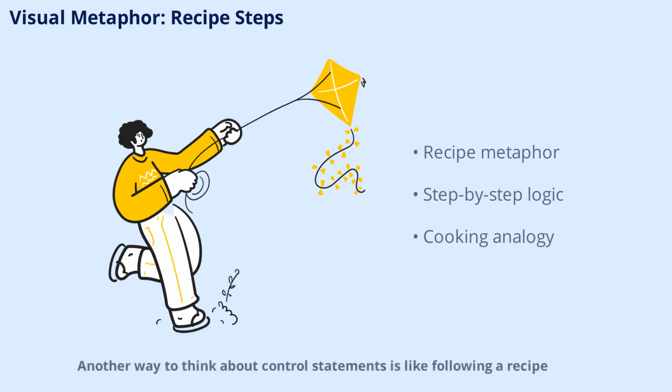Another way to think about control statements is like following a recipe. Selection statements help you decide which ingredient to use. Iteration statements let you stir or mix a certain number of times. Jump statements let you skip steps or finish early if the food is ready. Programming is just like cooking. Follow the steps, make choices, and repeat actions as needed.